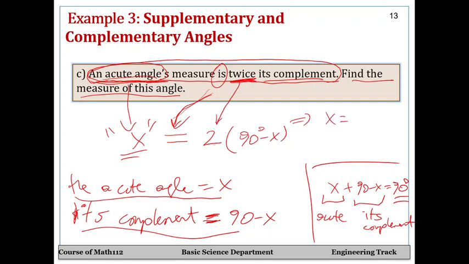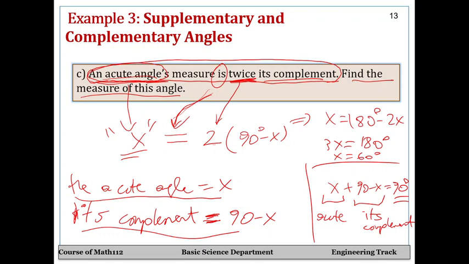So we would get x equal to 2 times 90, which is 180 minus 2x. So it will be 3x is equal to 180 degrees, and x will turn out to be 60 degrees. So this is the solution here.